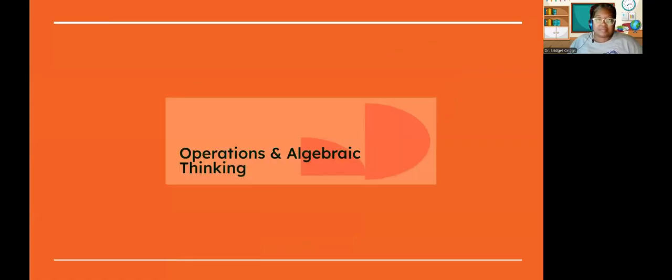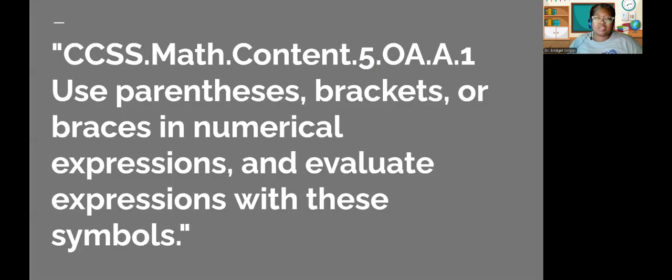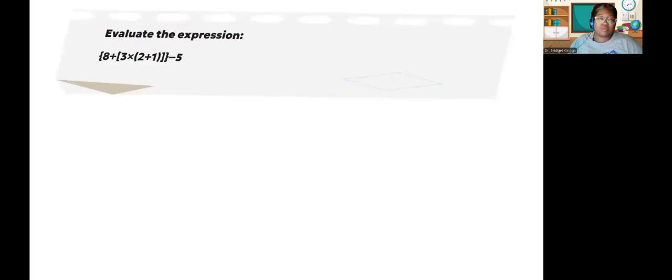The umbrella topic that we'll be working on for the next few weeks will be operations and algebraic thinking. And the objective for today is use parentheses, brackets, or braces in numerical expressions and evaluate expressions with these symbols. So for this, we will need to use PEMDAS, or order of operations, because we need to make sure that we go in the order that is for that.